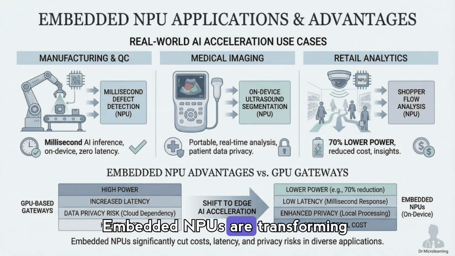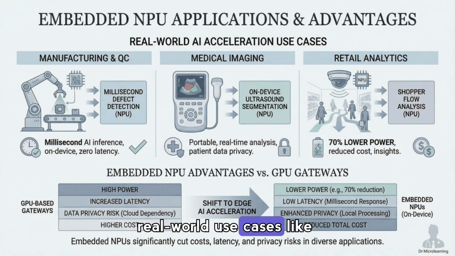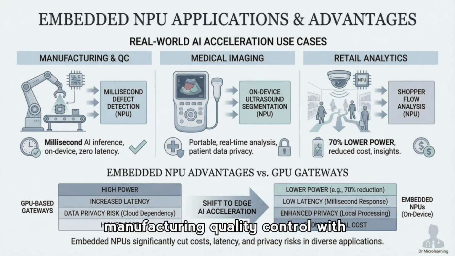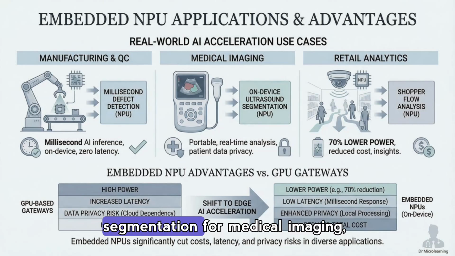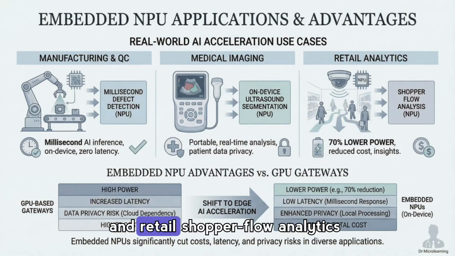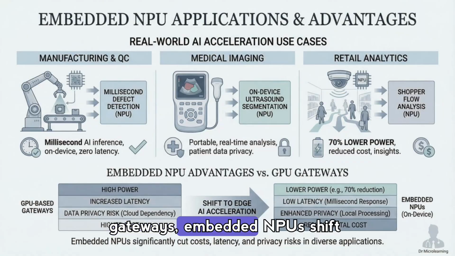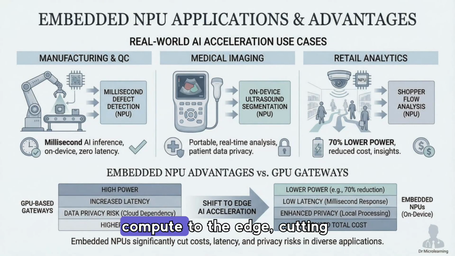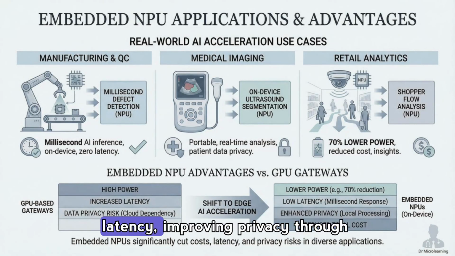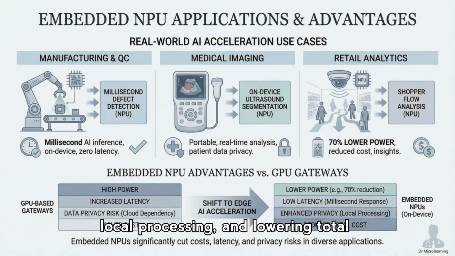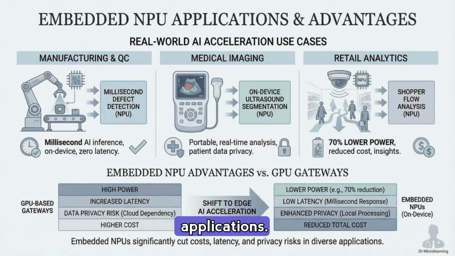Embedded NPUs are transforming real-world use cases, like manufacturing quality control with millisecond defect detection, portable on-device ultrasound segmentation for medical imaging, and retail shopper flow analytics that reduce power and cost. Compared with GPU-based gateways, embedded NPUs shift compute to the edge, cutting latency, improving privacy through local processing, and lowering total system cost across these applications.